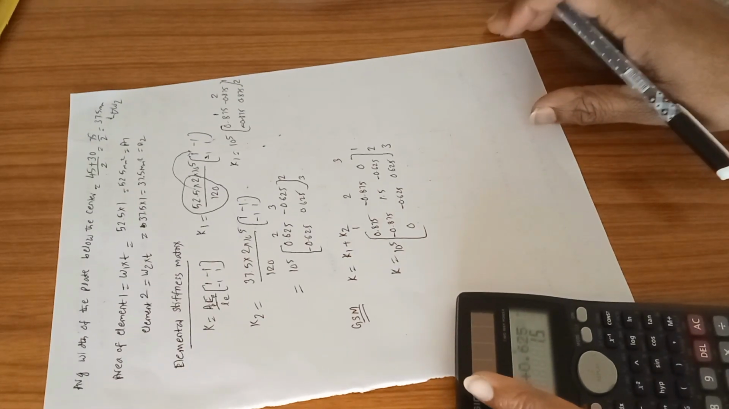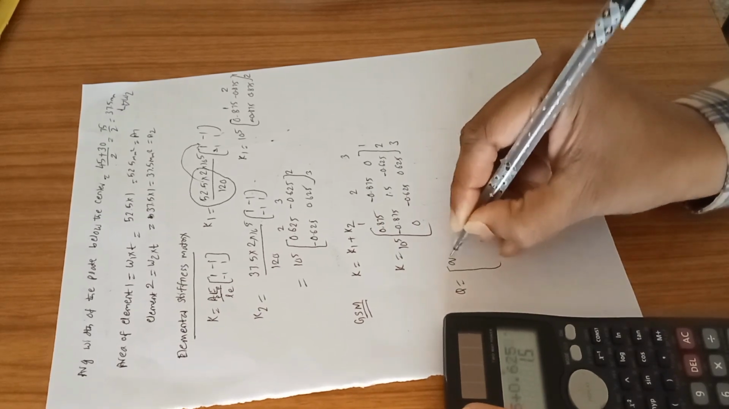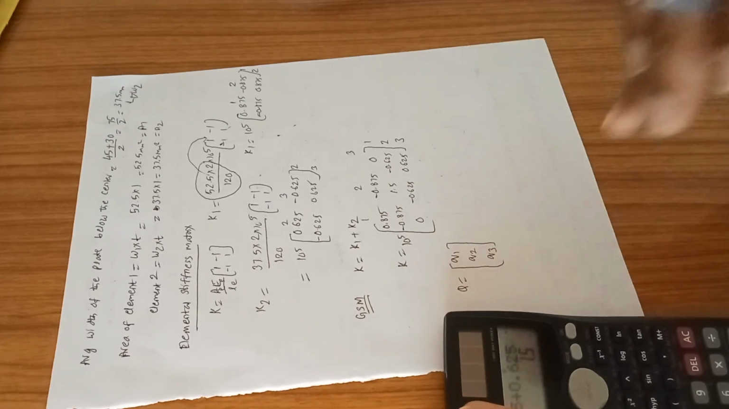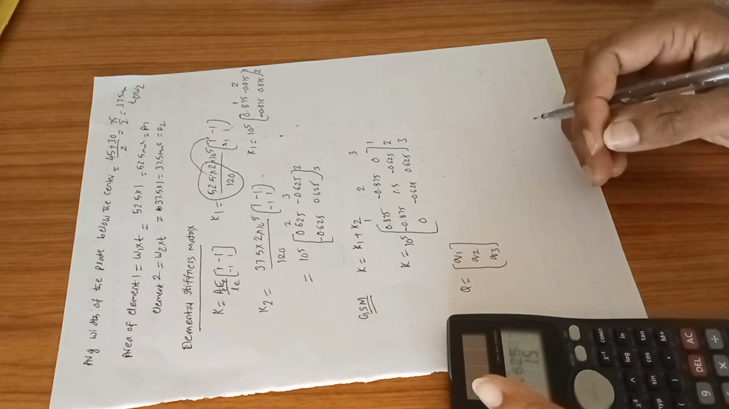Now you have to write the global nodal displacement vector, which is going to be Q1, Q2 and Q3. Before going into the global nodal vector, that is for F, we have to do one small thing.